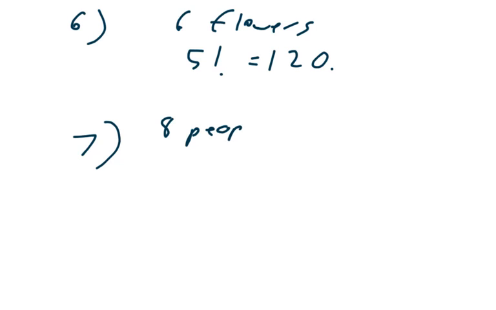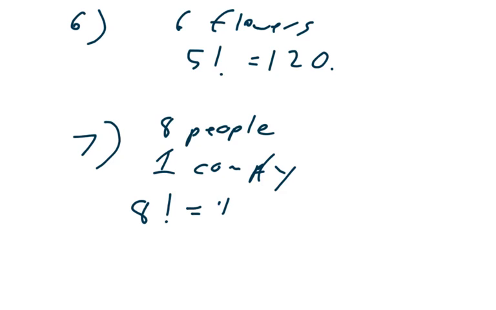In problem number 7, it asks how many ways can you arrange people around the table if there are 8 people and 1 comfy chair. Now, since there's 1 comfortable chair, we're going to do 8 factorial because everyone wants to sit in that one particular chair, so it makes a difference. In that case, we're going to get 40,320 different ways. And that is the review for permutations.